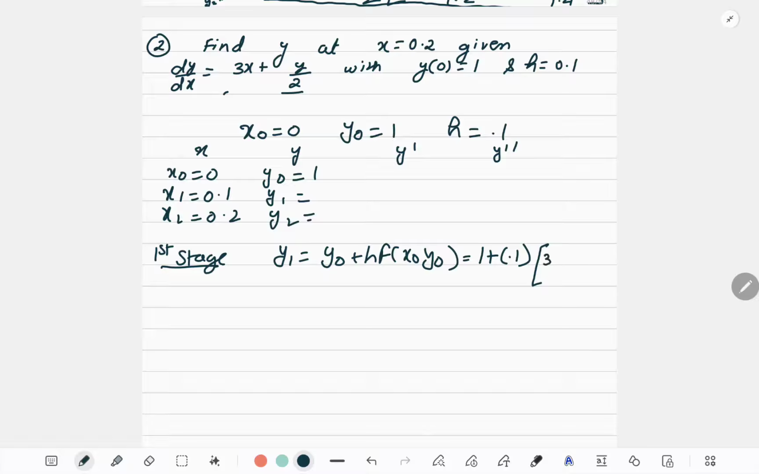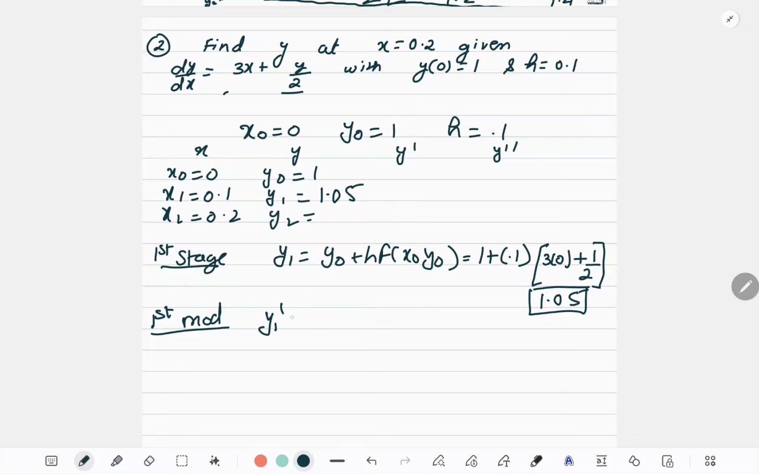So 3x0 plus 1 by 2, right? So I got 0.1, 0.5. 0.1 into 0.5 I'll do, and then I'll add 1 to it, which will give me 1.05, right? So this is the value of y1. But as I said, this value I have to modify. So I'll do the first modification, right?